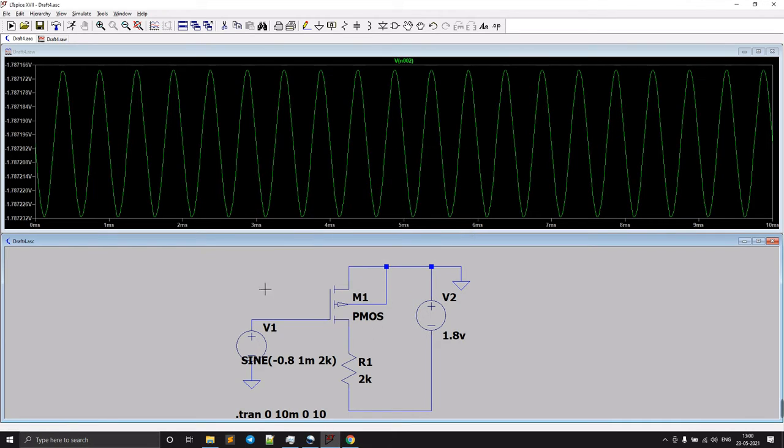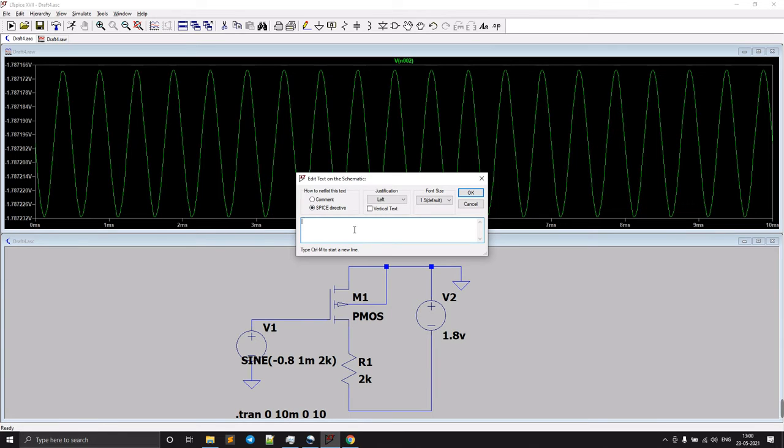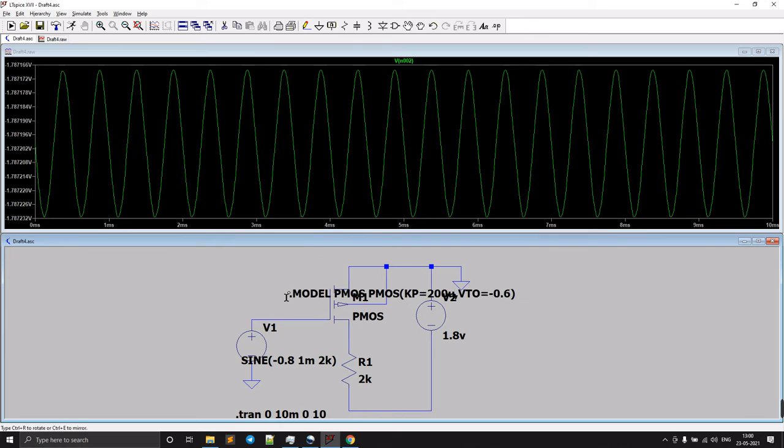We even forgot to mention what is the cutoff for this PMOS. That means we need to create a model. For that, just go to this SPICE directive and type .model. So it has to be .model and the PMOS, and here I need to mention the KP and the VTO values. So KP equals 200 micro and the VTO equals minus 0.6 for the PMOS. So we will keep this here.